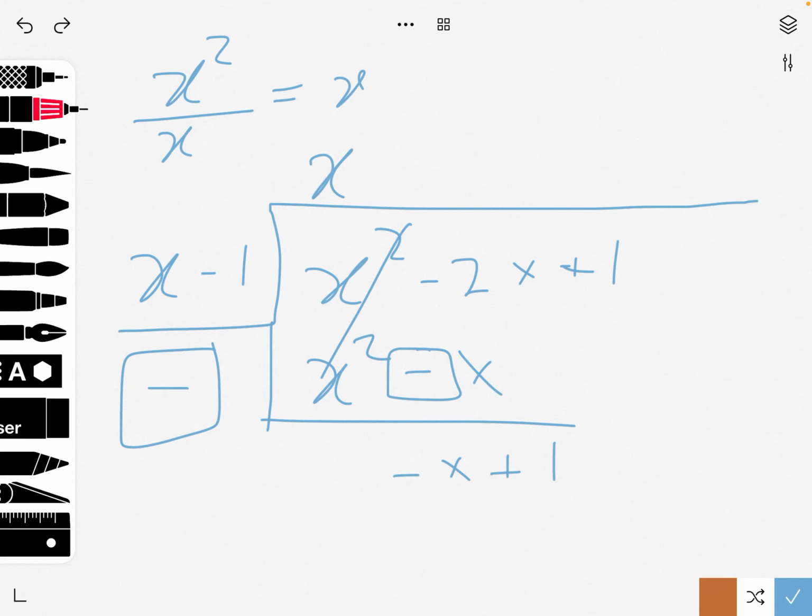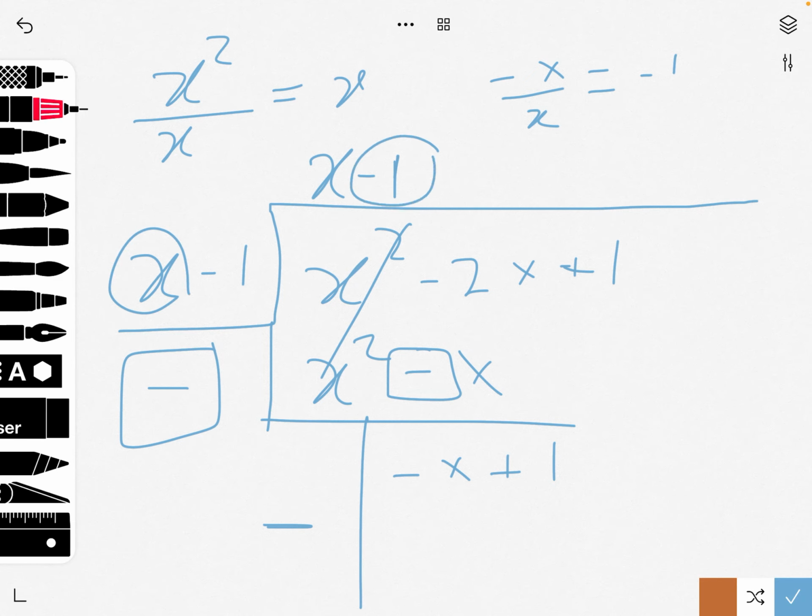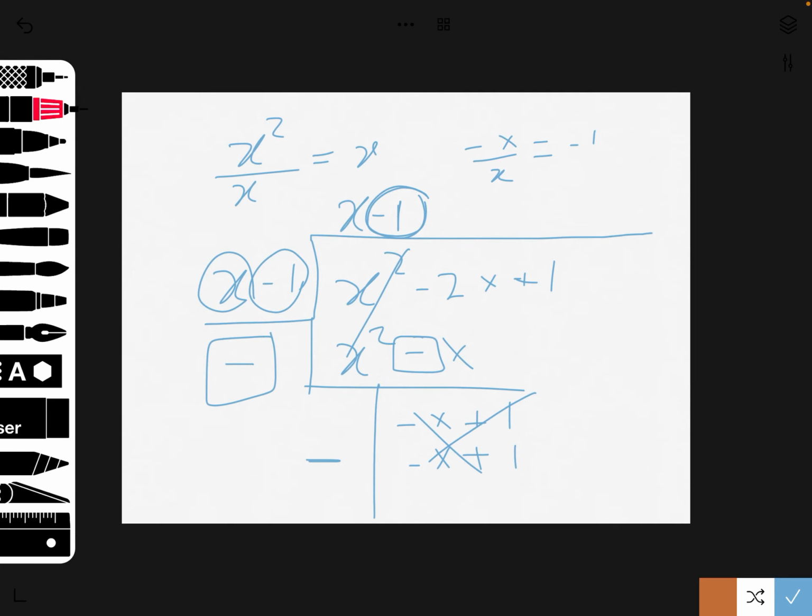Now I will repeat the process again. What is minus x divided by x? It's minus 1. So I'm going to write minus 1 here, and also a subtraction symbol here. Now I'm going to first multiply x with minus 1, so I get minus x. Then I multiply minus 1 with minus 1, so I get plus 1. This term cancels out. Therefore, your solution to this equation is x minus 1 times x minus 1.